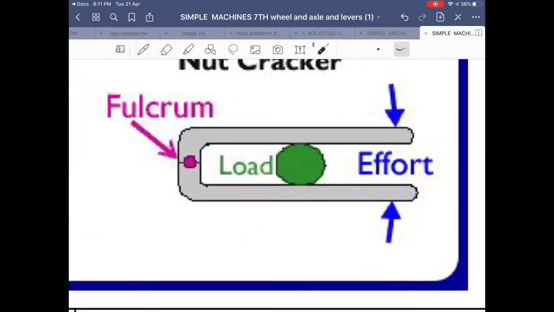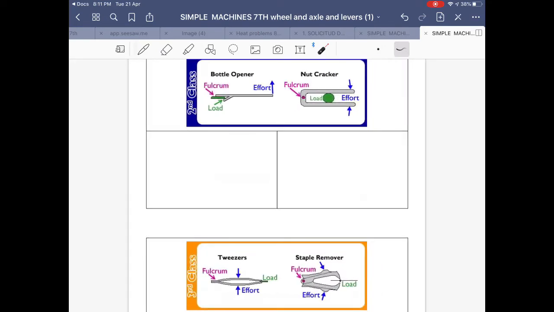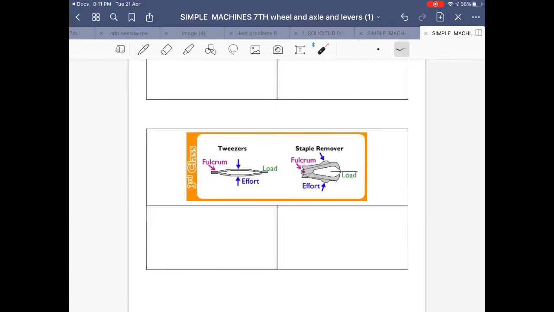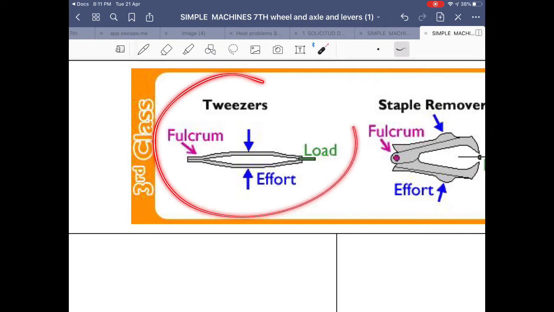Or a nutcracker. The application point is on this side. The object that you want to move, in this case the nut that you want to crack, is in the middle. And the force is applied right here. Please find two images. And then we have third class lever. In the third class lever, you have, for example, the tweezers.